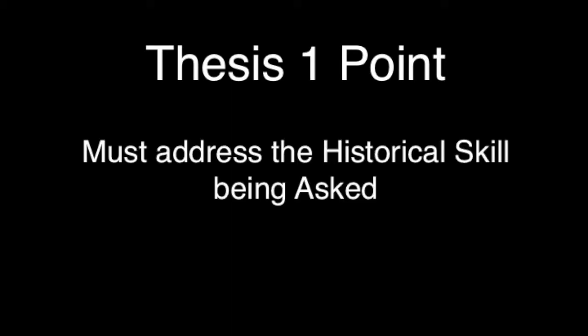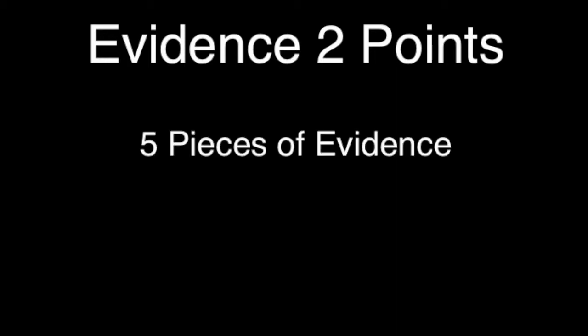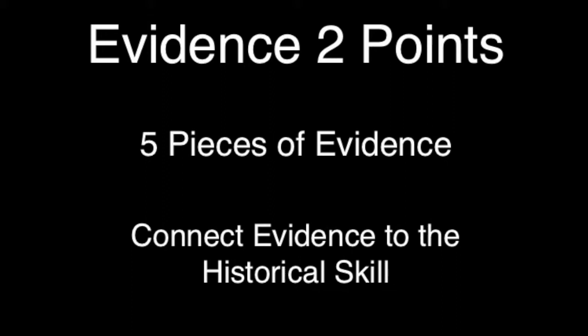The students are going to be asked to do a number of different types of essays, and the rubric has changed. The new rubric starts off with a thesis point for 1 point, which must address the historical skill that is being asked for. That means change and continuity, comparison and contrast, periodization, and cause and effect. The second major thing that students must do is provide evidence, which is 2 points. In order to get both of these points, the students must provide about 5 pieces of evidence within their essay, and they must make sure that when they explain these pieces of evidence, the evidence is connected back to the historical skill that is being asked for in that particular essay.